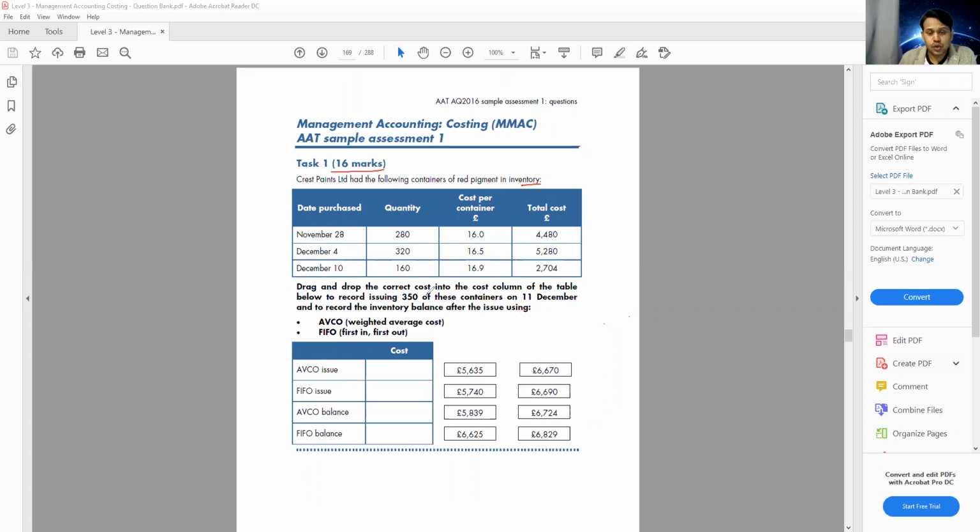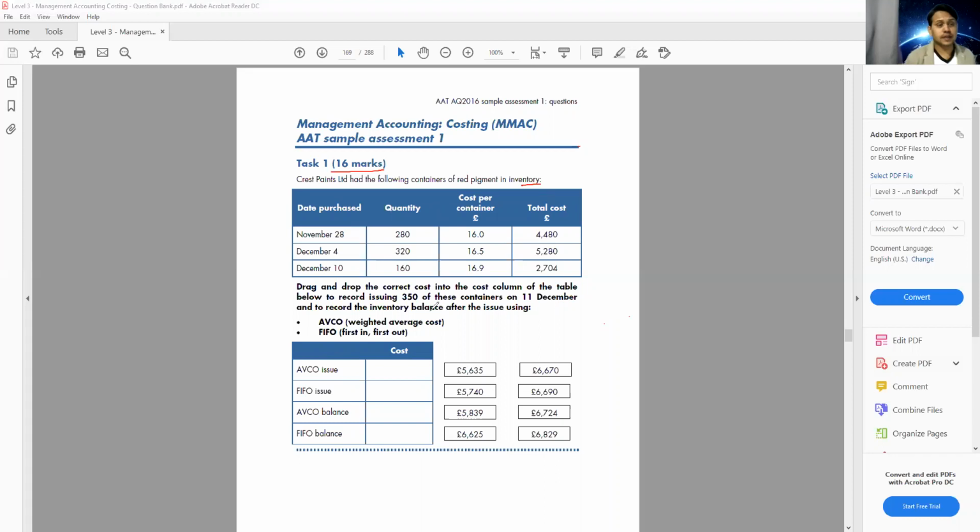After that, the requirement here is drag and drop. Drag and drop the correct cost into the cost column of the table below to record the issuing of 350 of this container on 11 December and to record the inventory balance after the issue. There are a few important points. I want all of you to understand it. If you know where the trick is, what you are exactly looking for, then it's going to be very easy for you to get the answer. Rather than looking everywhere and thinking everything is important, it is not. We're looking for some specific information.